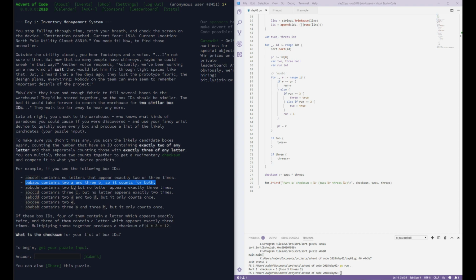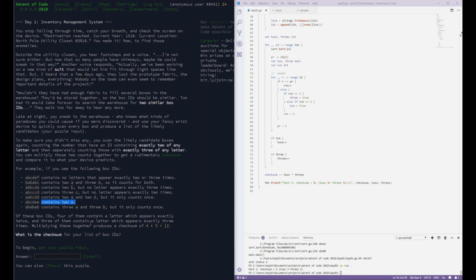So this one should increment the 2s. A, B, C, C, D. That should increment the 3s. So now I have 2 of each, I think. A, D, D. That should increment the 2s 1 time. But it only counts once, so I guess that's 1 time, so I have 3 2s. And should increment the 2s again, so 4 2s.